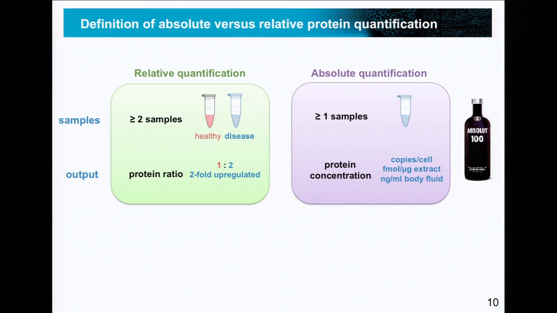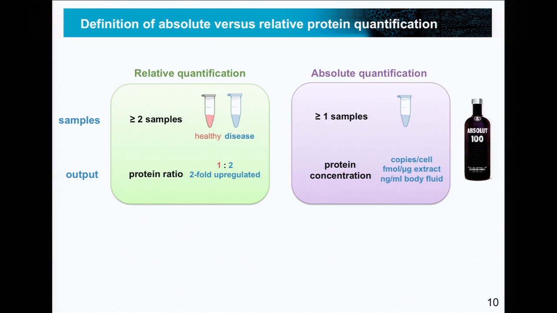And the output that you aim for is always a real protein concentration unit. For example, you want to say I have X number of protein copies per cell, or I have a certain amount in femtomole per microgram of tissue extract or per milliliter of body fluid. These are all absolute protein concentration units.